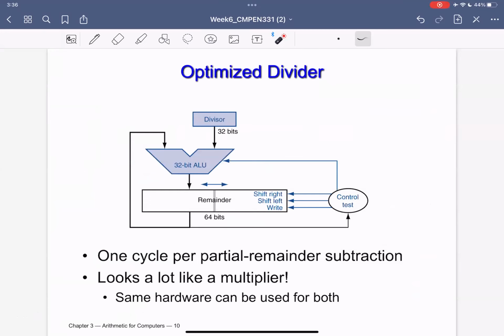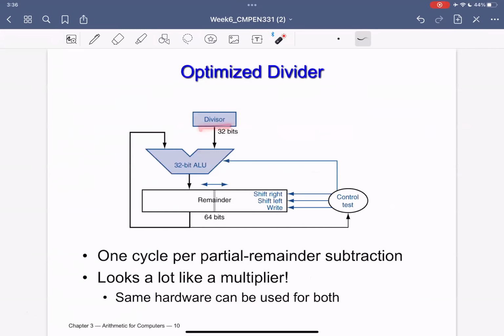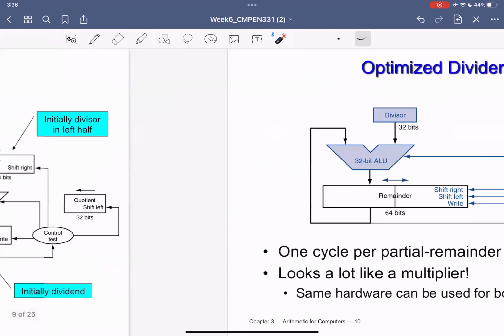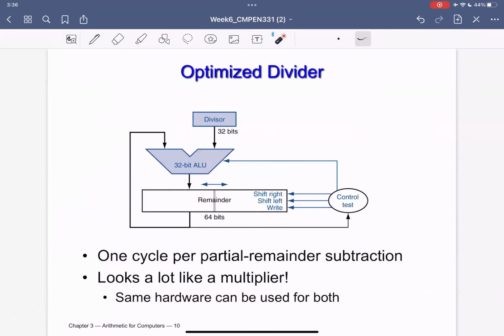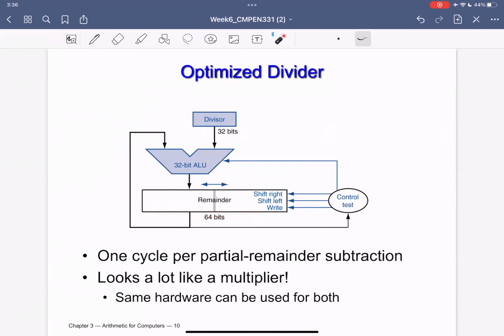Also, this can be implemented using an optimized divider. Instead of having this as 64 bits, we'll have this as 32 bits. Also, the ALU will be 32 bits instead of 64 bits. There is no separate quotient register. Actually, the quotient will be held here in the remainder. And we'll have a control that will either shift right or left, depending on what we would like to hold in this particular case.